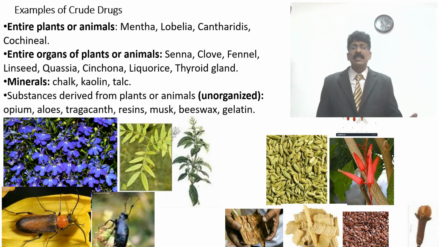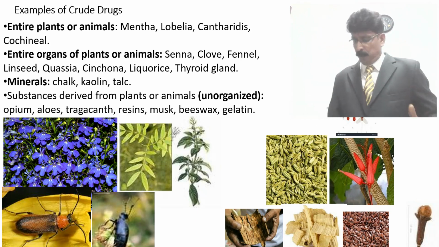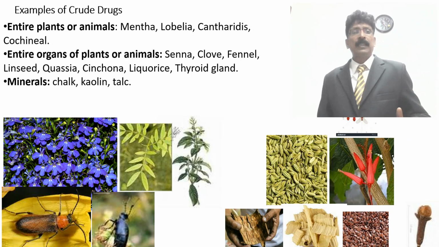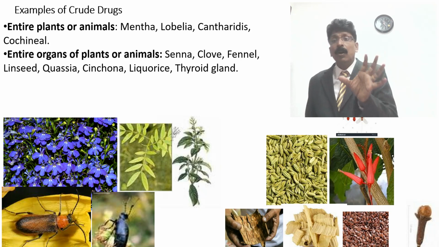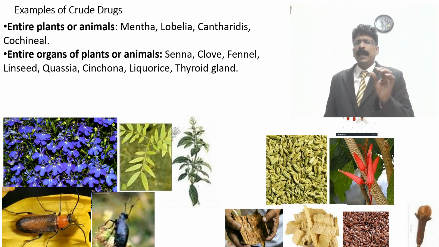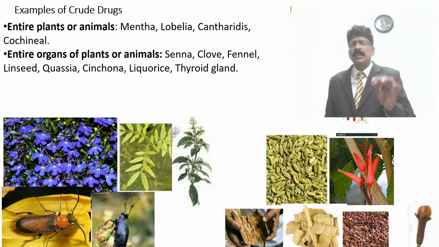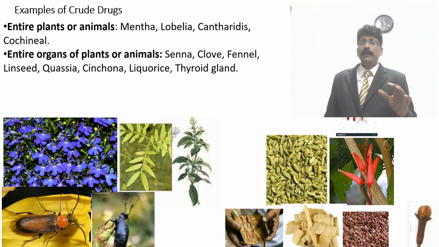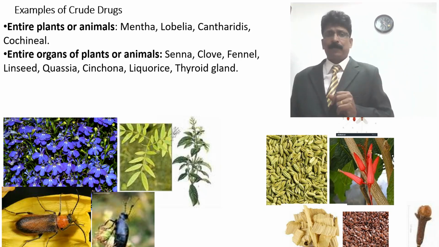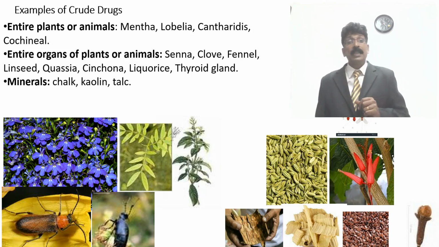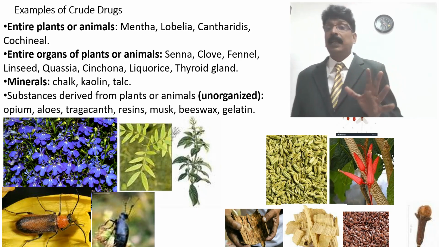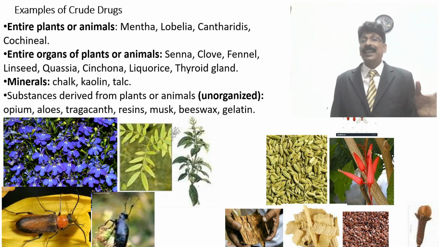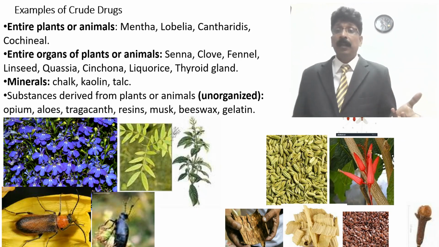So up to this point, before minerals, you can see that entire plants or animals or organs are called cellular organs. They have a cellular structure. That's why they are called organized drugs. Then there are unorganized drugs. What do you mean by unorganized drug? They do not have any cellular structure, unlike a leaf, root, stem, heart or skin, or a whole plant or whole animal which has cellular substance.